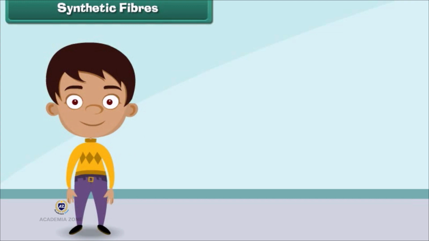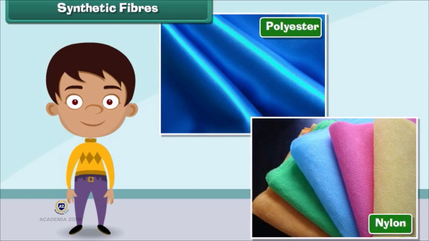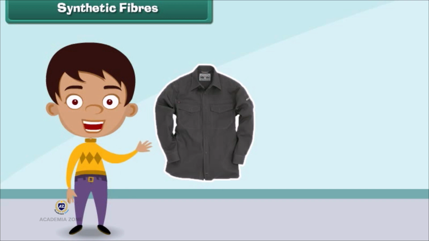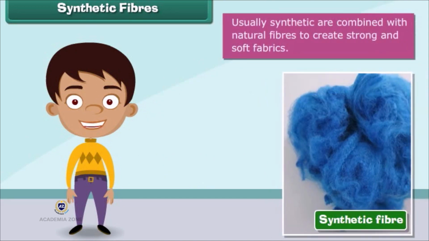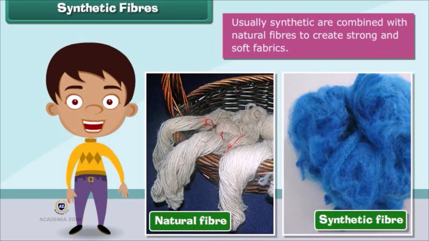Synthetic fibers. Synthetic fibers are man-made. Nylon, polyester, etc. are examples of synthetic fibers. Fabric made from synthetic fibers is cheap, dries easily, and does not wrinkle. Usually, synthetics are combined with natural fibers to create strong and soft fabrics.